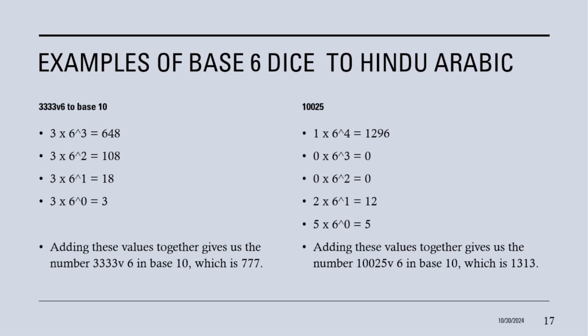Another example, being 10,025, shows that 1 times 6 to the power of 4 is 1296, and then 0, and then 0, and then 12, and then 5. Adding these values together gives us the number in base 10, which is 1,313.